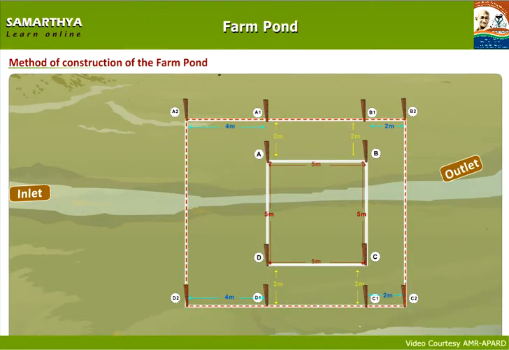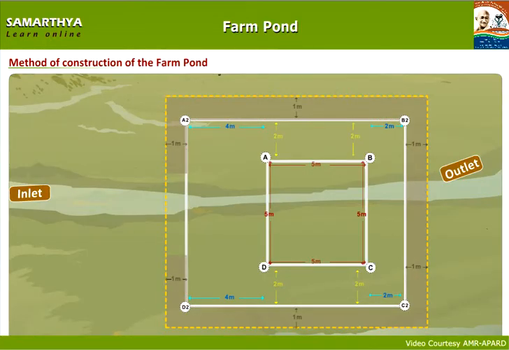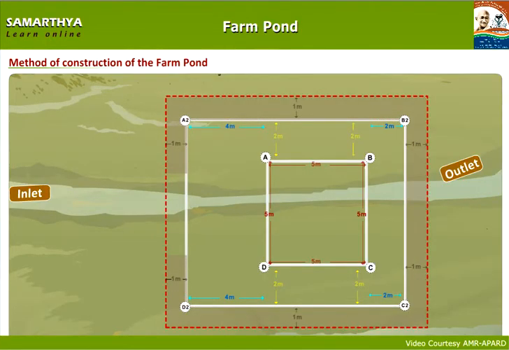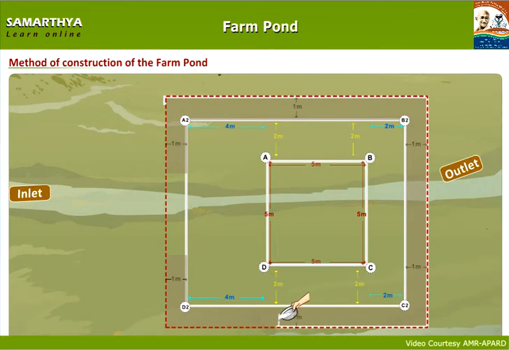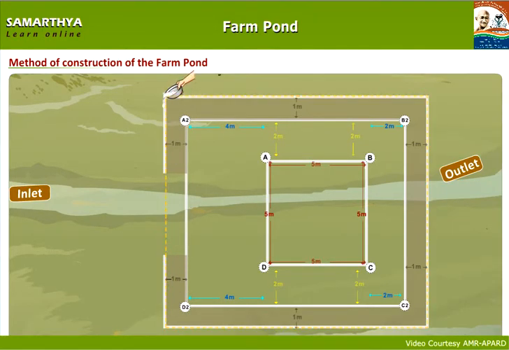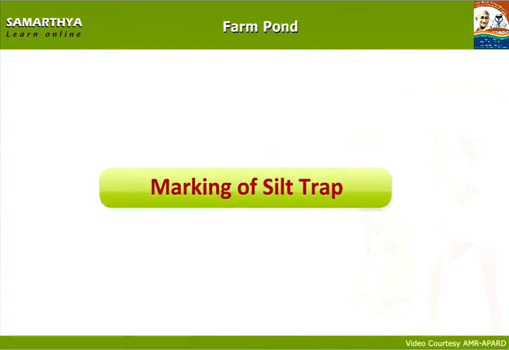A 1 meter berm should be left for the top upper measurement line. Another line around it should be marked and lime powder applied. Marking for the silt trap.